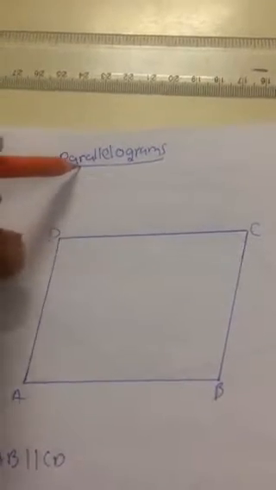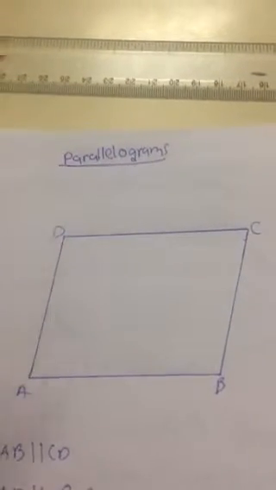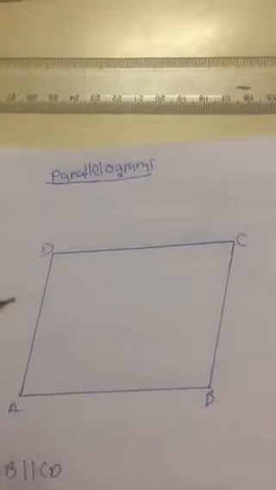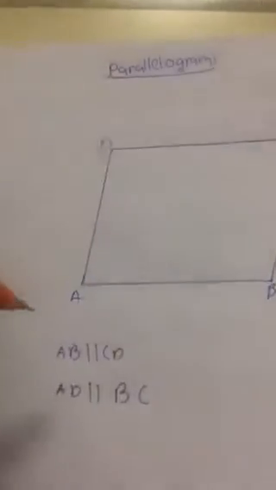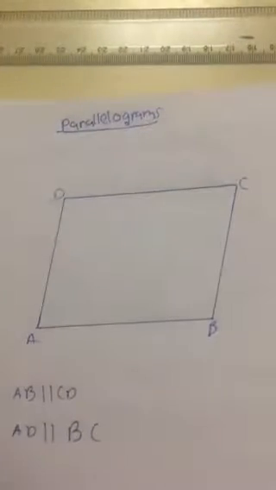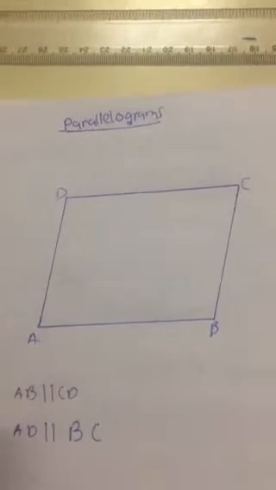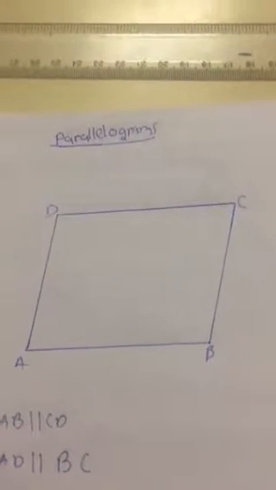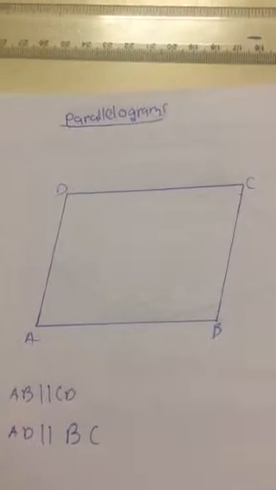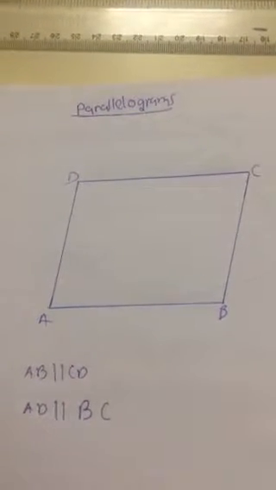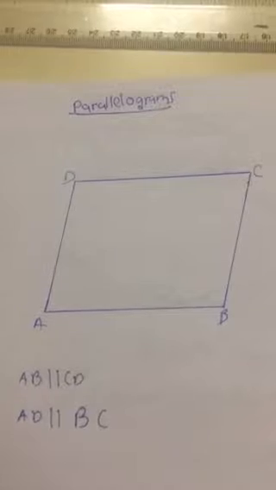Parallelogram, in this word I can see that there is the word parallel. So a parallelogram is a quadrilateral in which the opposite sides are parallel. So AB is parallel to CD and AD is parallel to BC. So this is a parallelogram, or I can say that ABCD is a parallelogram. Again, let me define it. A parallelogram is a quadrilateral in which the opposite sides are parallel.